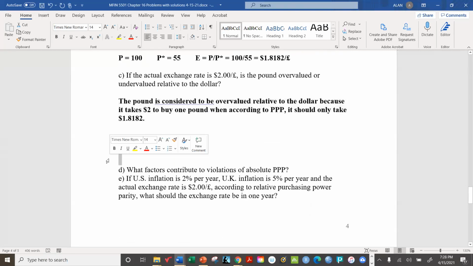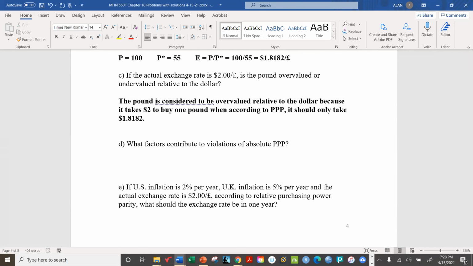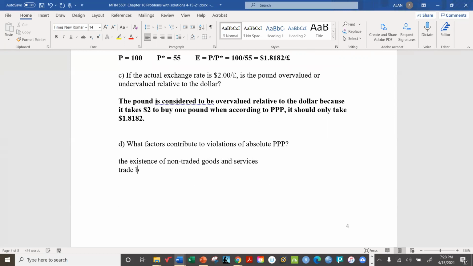Okay, so what factors contribute to violations of PPP? There's 2 or 3. The existence of non-traded goods and services and trade barriers. That's probably good enough. That's what really does it.